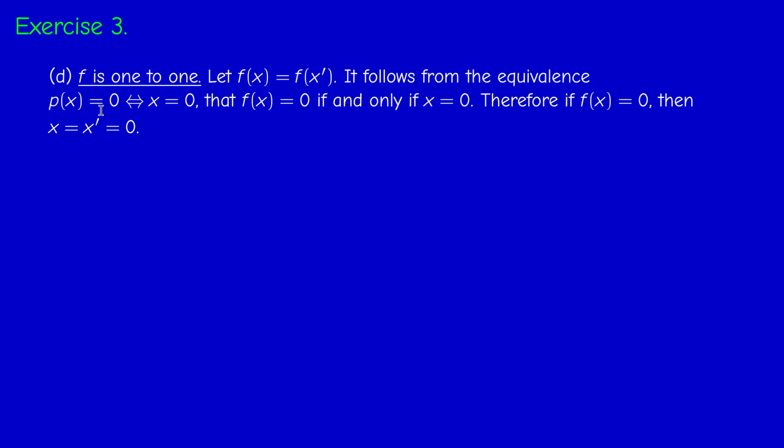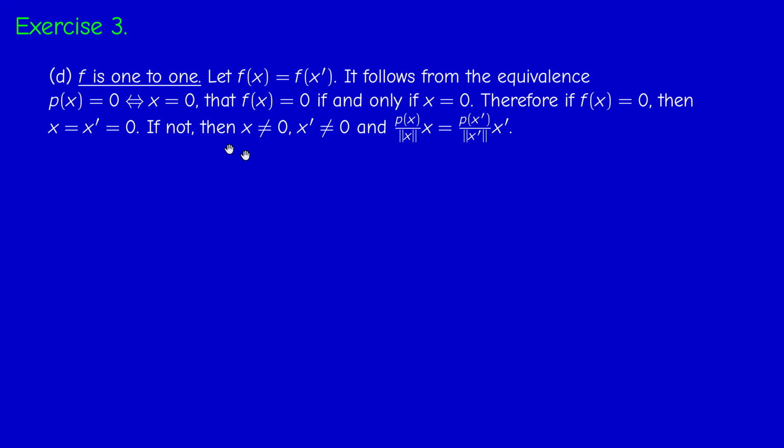If P of x was 0, then x is 0, right? Because we established that P is between a constant times the norm of x and another constant times the norm of x. So this double inequality tells me that P vanishes if and only if x vanishes. So if f of x is 0, then necessarily P of x is 0, and therefore x is 0. And same thing for x prime. So if f of x is 0, then both x and x prime are 0.